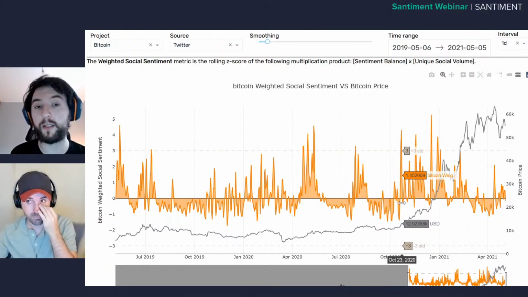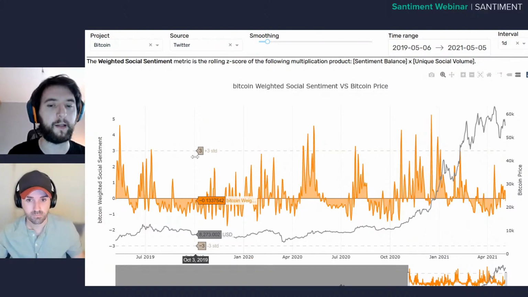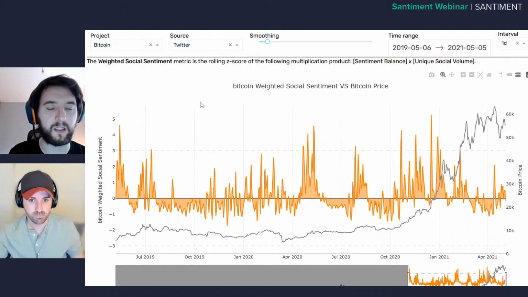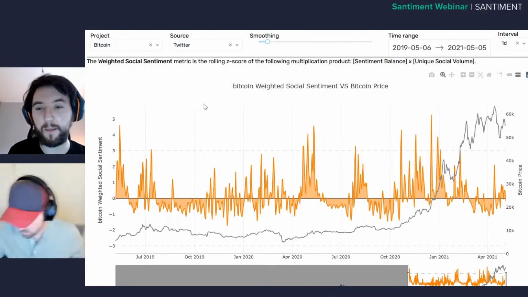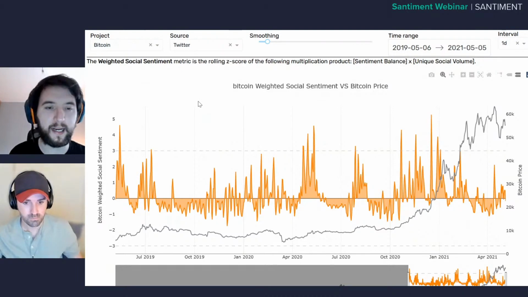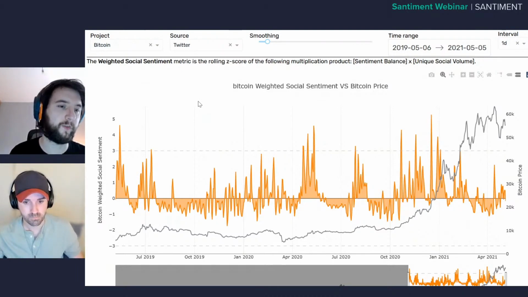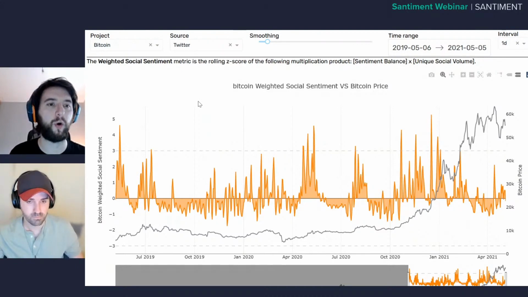So we're looking at Bitcoin social sentiment over the last 2 years. One of the things that you can get a glimpse of is the fact that every now and again, we see these massive spikes in social sentiment coinciding with periods of either price consolidation for Bitcoin or price correction.